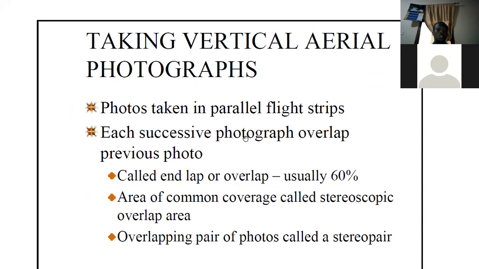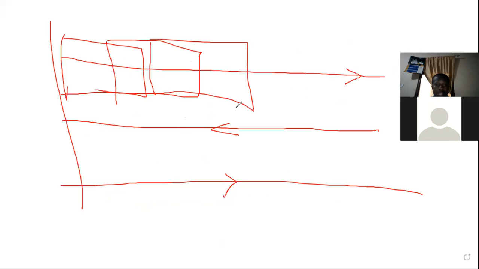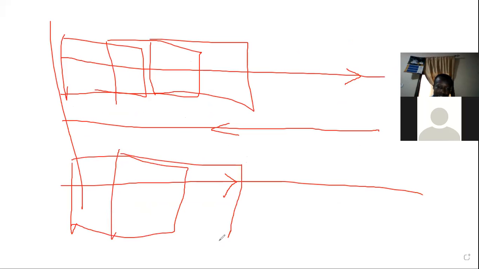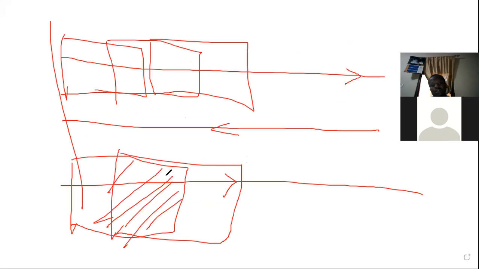It's very important. Each successive photograph overlaps the previous photo. So you saw me intentionally doing an overlap. I was drawing one photograph, then I drew the other one on top of it. It isn't because I just fancy doing that. We need to actually have this overlap region. And it's on purpose.